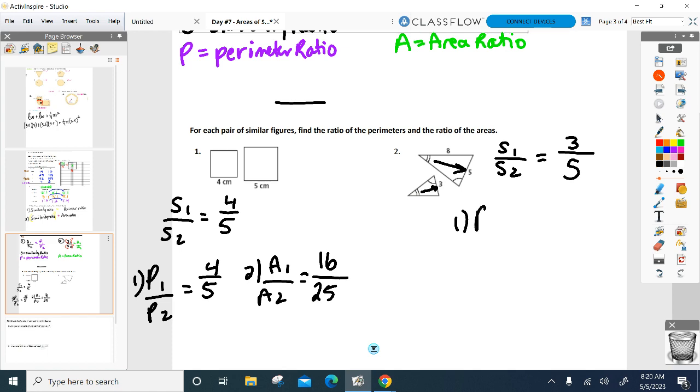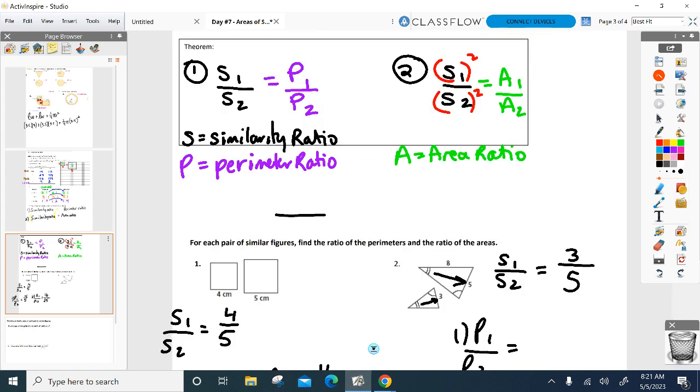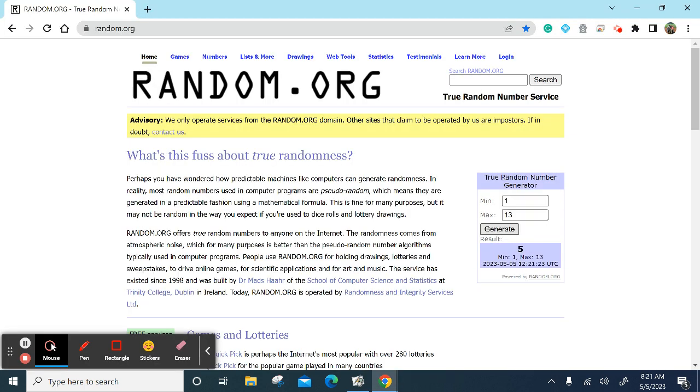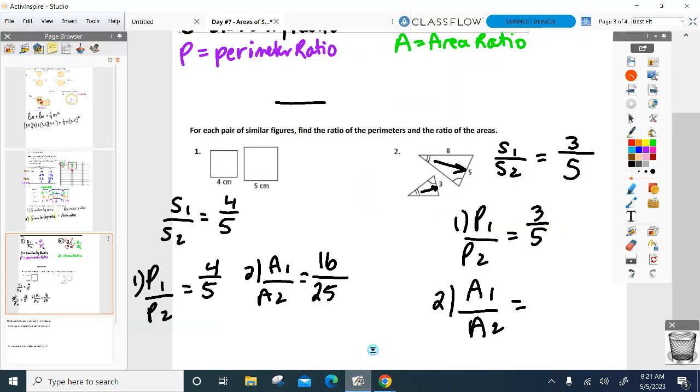All right, let's go down the line here. What about my perimeters now? What's the ratio of the perimeters? What's the side ratio? 3 to 5. What's the side ratio always equal to? 3 to 5, the perimeter ratio. Remember, they're always equal to each other. The areas, though, not so much. All right, what's the ratio of my areas here? 9 over 25. Square them, right? Square the side ratio, you get the ratio of the areas.